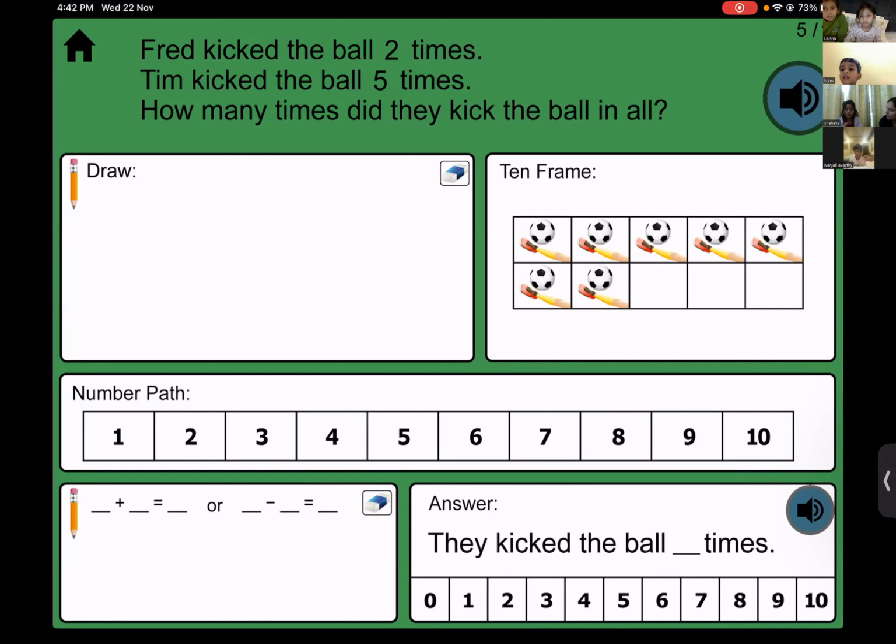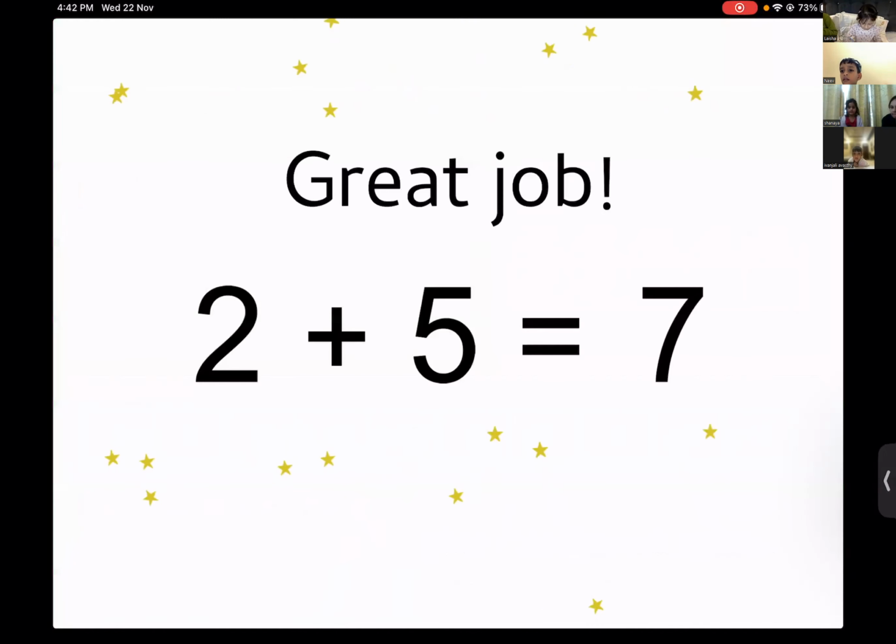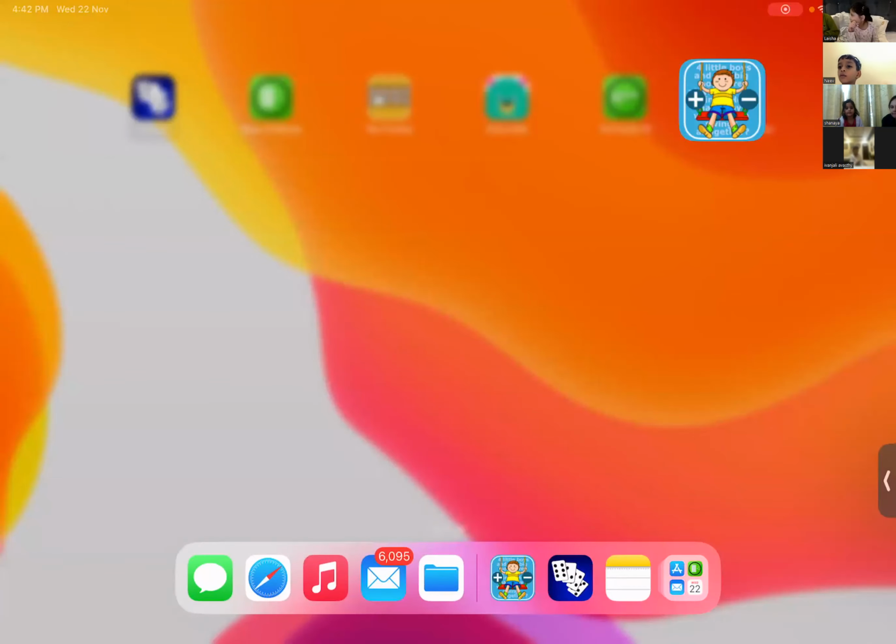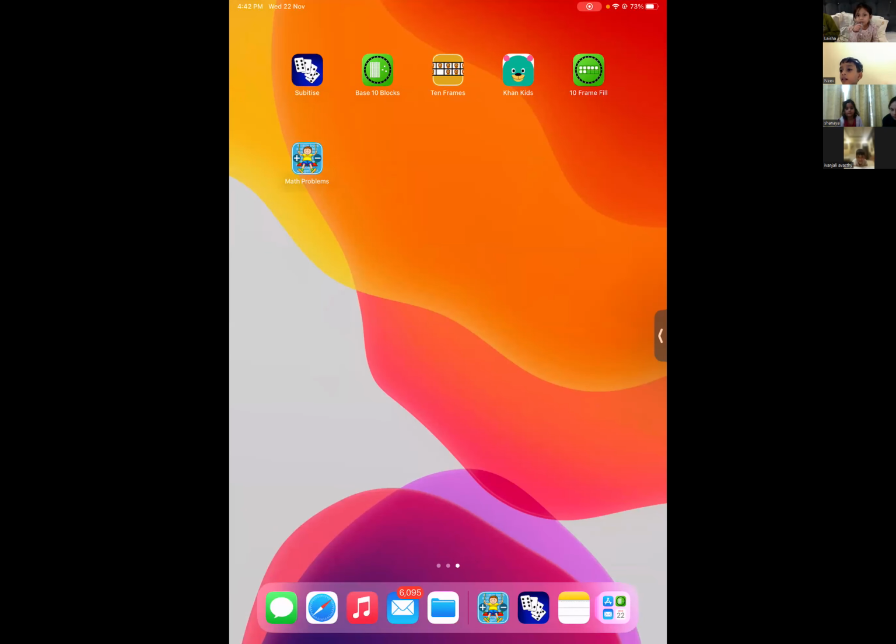Look, can you see on the 10 frame? Look at the 10 frame, Evanjali. This pattern is a 7. Upar 5, niche 2. 5 and 2 is 7. Okay, done. Okay, now let's change the game and see what else we have.